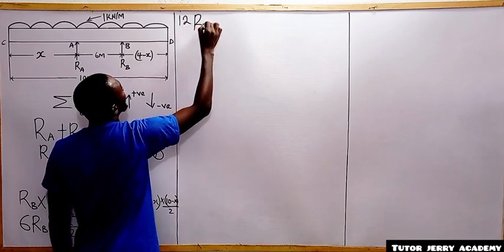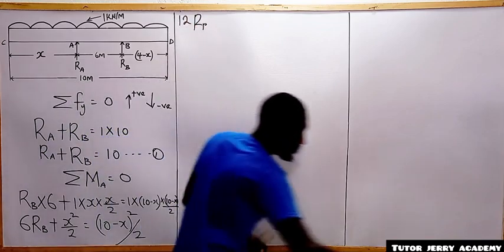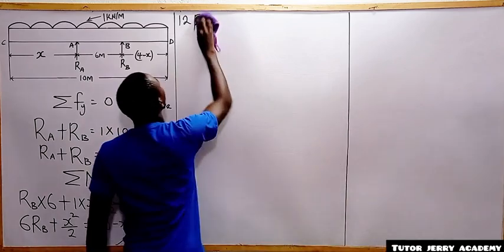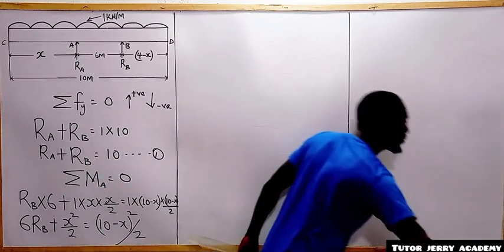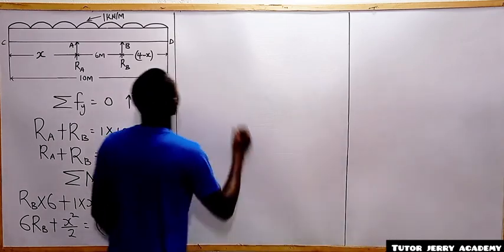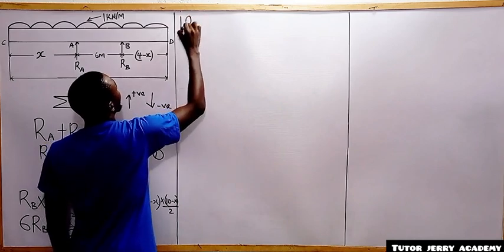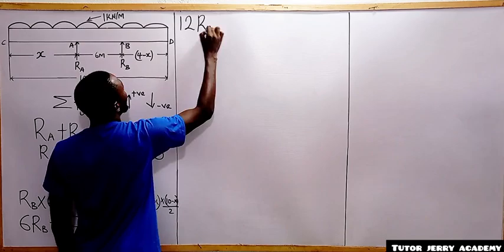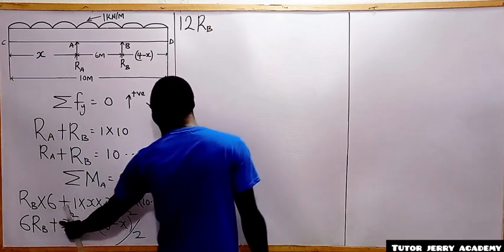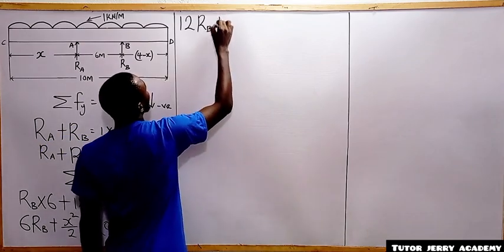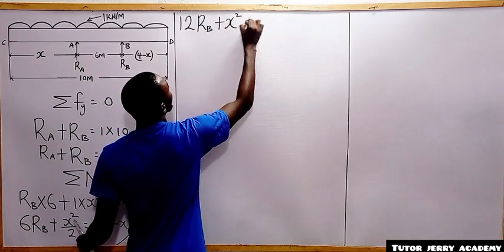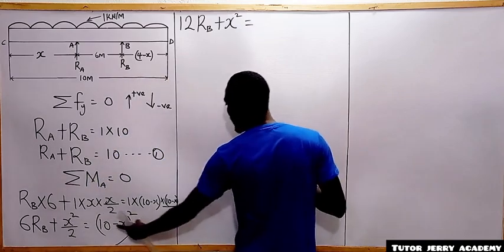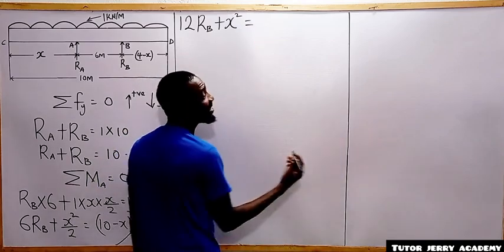RB. All right, so we are going to have 12 RB. All right, so if we multiply this by 2, we are just going to have S squared, which will be equals to, so if we multiply what we have here by 2, we are just going to have 10 minus S all squared.